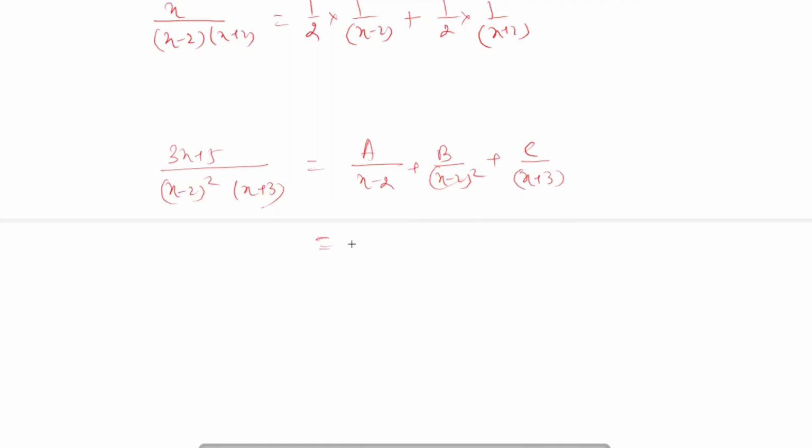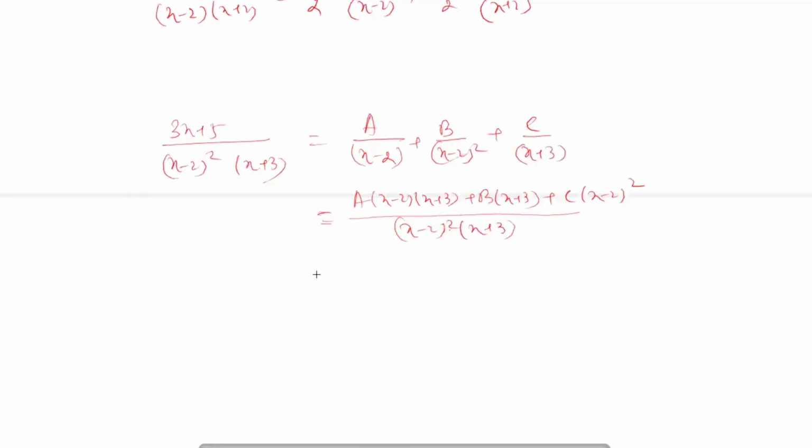Okay. So for that, we'll be taking the LCM, so (x minus 2) whole squared into (x plus 3). Now, this is my LCM. You know, x minus 2 will be divided by x minus 2 one time and x plus 3. So this will be A into (x minus 2) into (x plus 3). This is going to be B into (x plus 3). And this is going to be C into (x minus 2) whole squared.